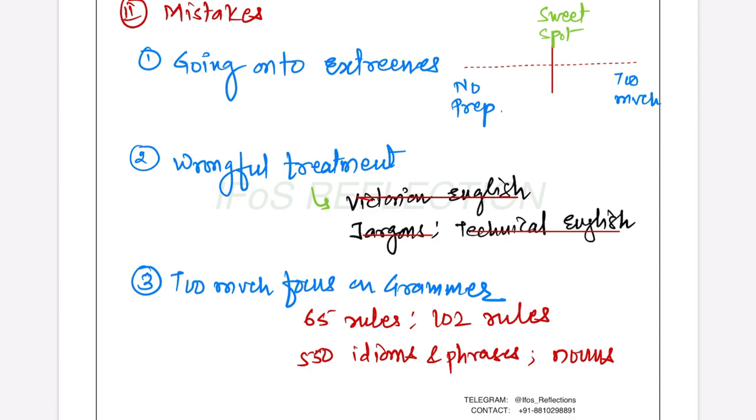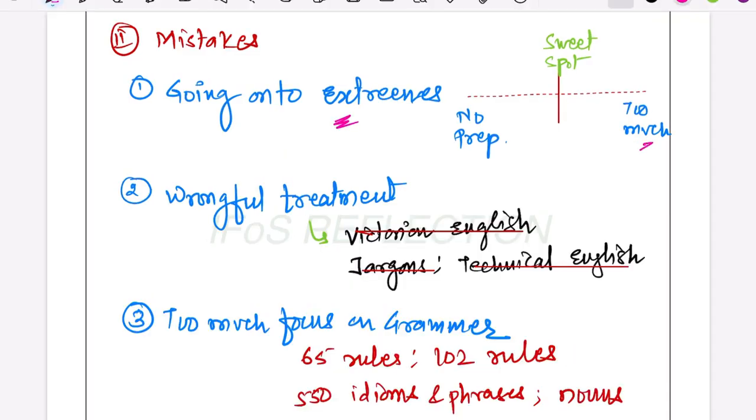Speaking of disasters, I need to focus on what mistakes candidates do make. Firstly, they go into extremes. They either prepare too much, like going for the 65 different rules of grammar, going for 102 rules of grammar, going for by-hearting and learning 550 idioms and phrases, going for 200-plus nouns and adjectives. This too much of study will only confuse you, and the paper does not demand that.